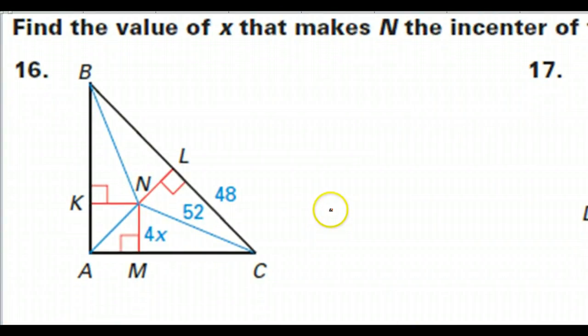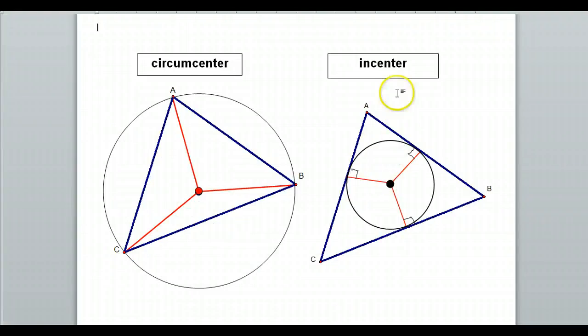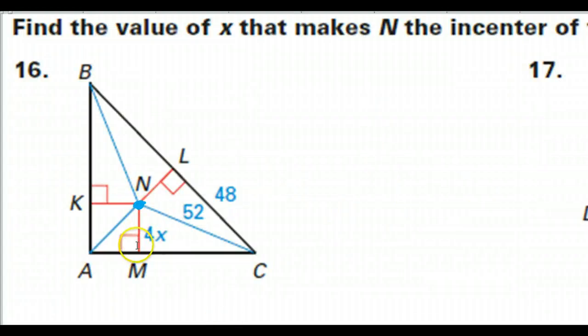Looking at number 16, we're finding the value of x. I feel another Pythagorean theorem coming on. Let's see what happens. Here's how it breaks down. Again, the key thing about incenter, if this is the incenter, what is the special property of the incenter? For incenter, all the distances to the sides should be the same. So that means in this case, these three red lines should all be the same. That means if one of them is 4x, then all of them should be 4x. So that means this one up here should also be 4x.